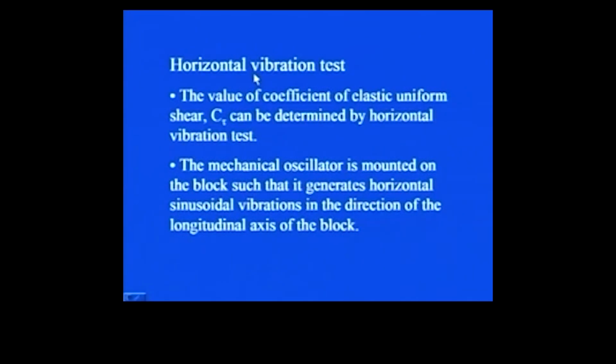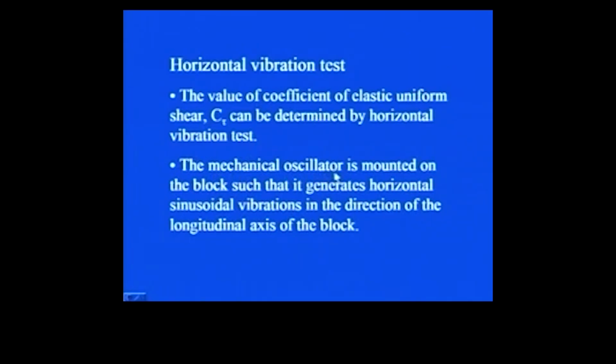Now this was all about how you can find out the coefficient Cu using the vertical vibration test. Now let us see how we can get the constant using the horizontal vibration test. As the name suggests, and as we were discussing, when the translational motion is there along the x and y axes, that is along the horizontal plane, then we can evaluate the coefficient of elastic uniform shear, which we were representing as C tau. So this can be determined by a horizontal vibration test.